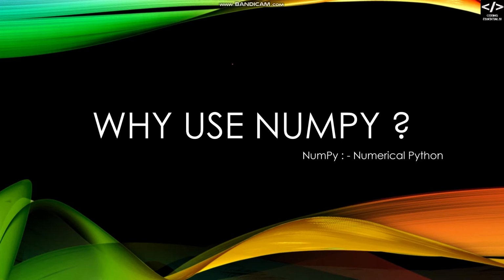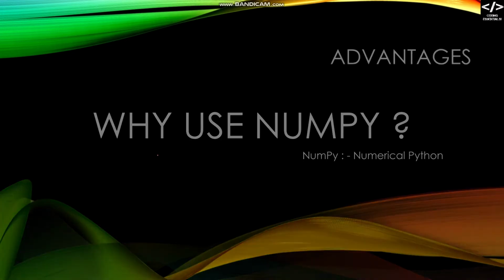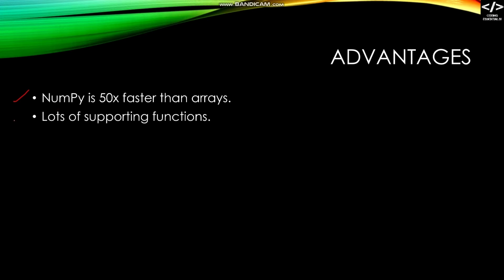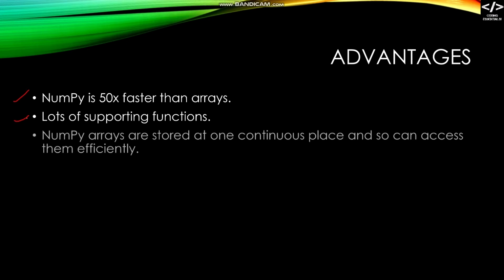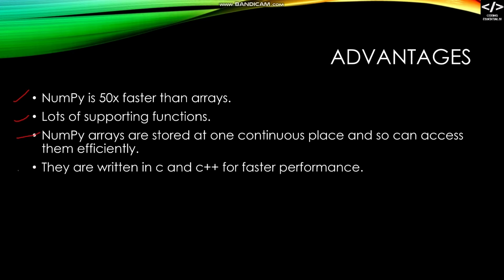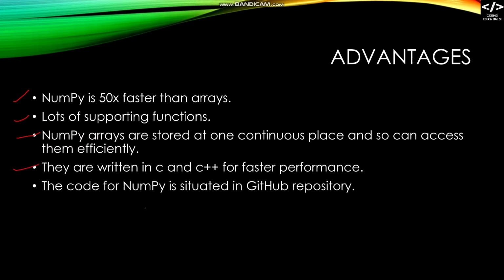Now you must be thinking, why use NumPy? The advantages of using NumPy are: first and the major advantage is that NumPy is 50 times faster than a list or array. Then it gives many supporting functions that are used for data analysis. NumPy arrays are stored in one continuous place, so they can be accessed efficiently, and they are written in C and C++ for faster performance. Also, if you want to see the code for NumPy, it is available in the GitHub repository. So these were the advantages.